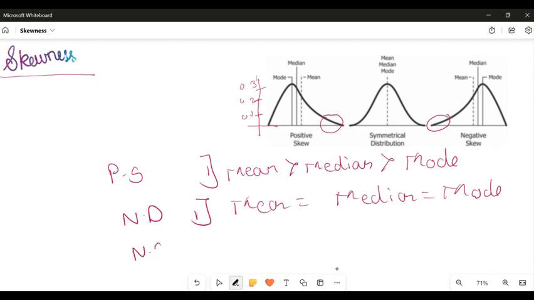And in negatively skewed data, the first property is that the mean is comparatively less than the median, and the median is comparatively less than the mode.